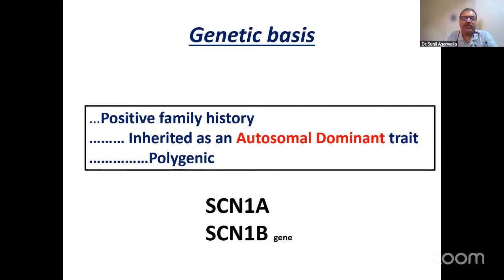Particularly, it is an autosomal dominant trait, and it is polygenic in nature. No single gene is blamed, but the most common gene is either SCN1A or SCN1B. So it is a genetic disease. That's why out of 100, there are 1 or 2 kids who are genetically susceptible, genetically prone, and they are going to throw this seizure.